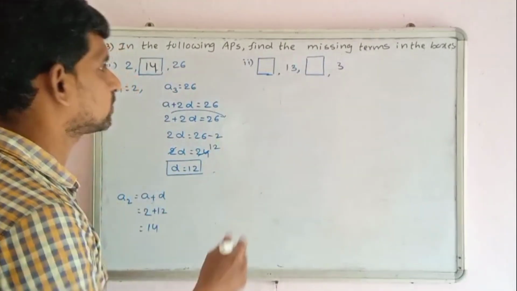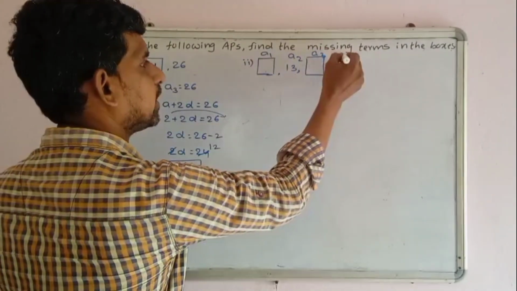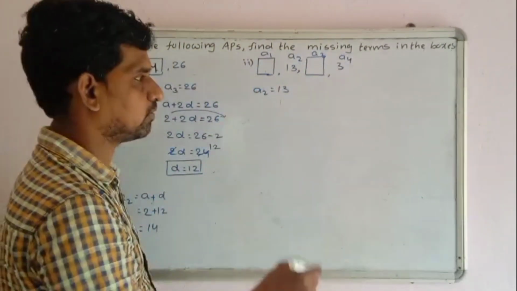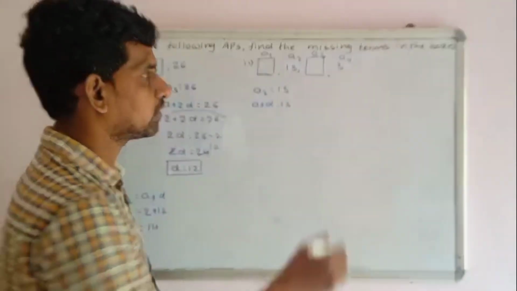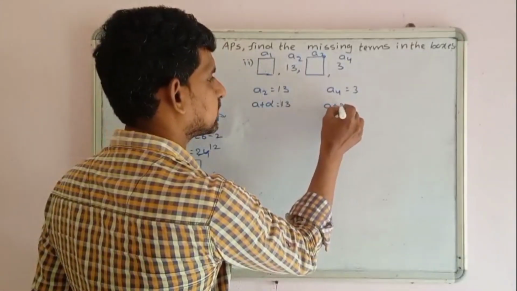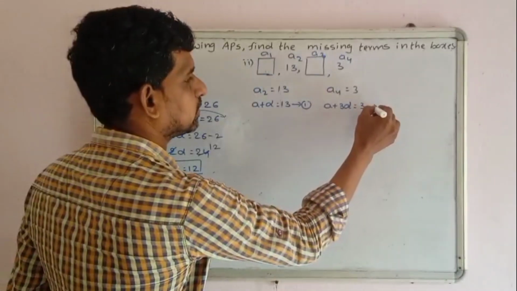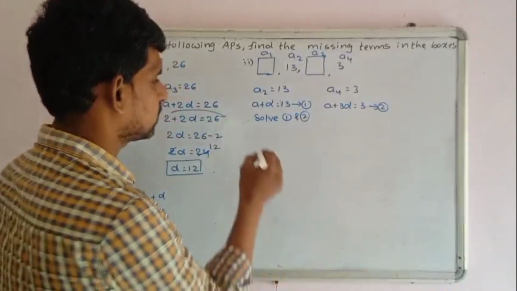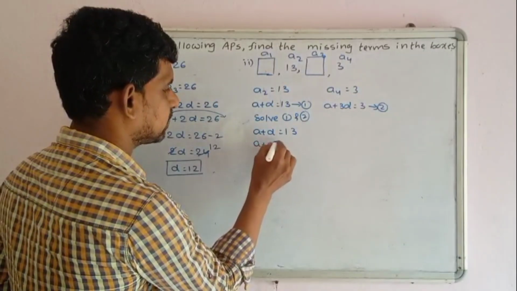Third problem, second one. A1 blank, A2 value 13, A3 blank, A4 value 3. So A2 is given, so 13. A2 formula: A plus D equals 13. A4 equals 3. A4 formula: A plus 3D equals 3. Okay. Now this is say equation 1, say equation 2. Solve 1 and 2. So A plus D equals 13. A plus 3D equals 3.